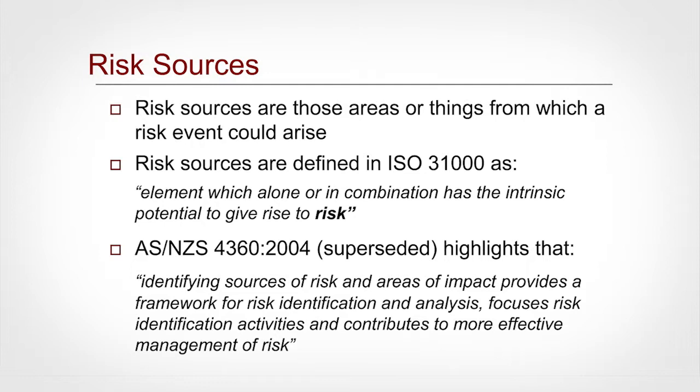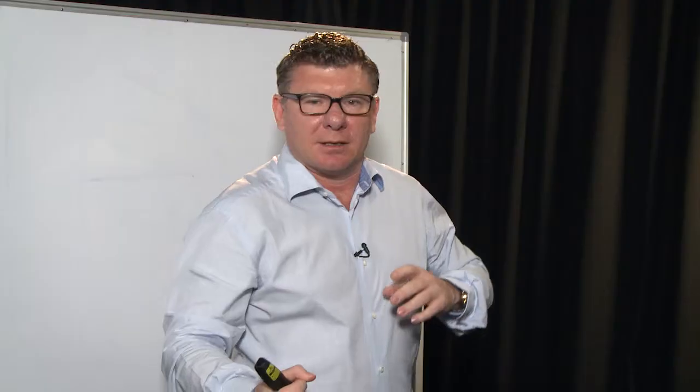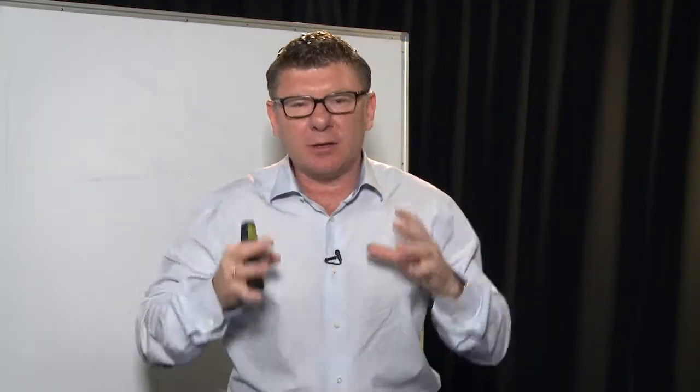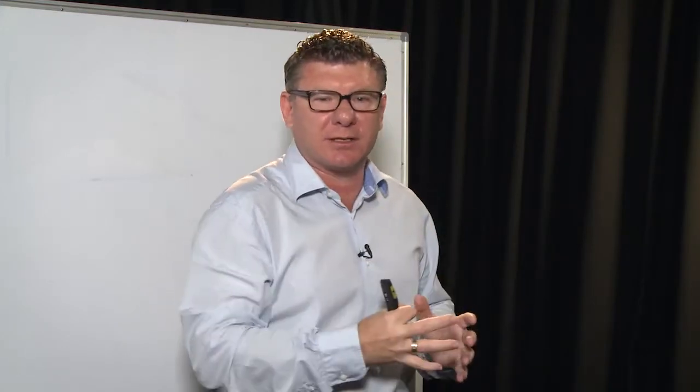The 4360 standard, which has obviously been superseded, highlighted that identifying sources of risk and areas of impact provides a framework for risk identification and analysis, focuses risk identification activities, and contributes to more effective management of risk. So how do we do that? How do we identify those sources of risk?